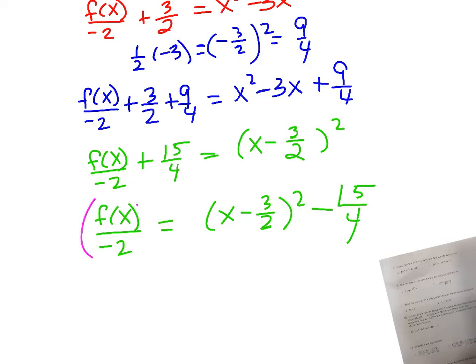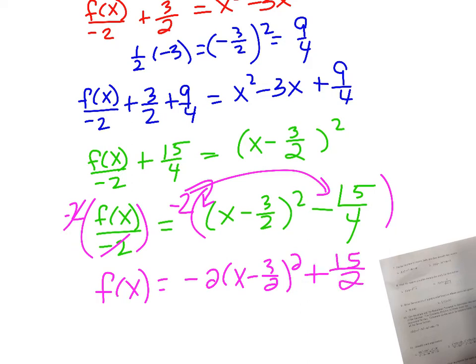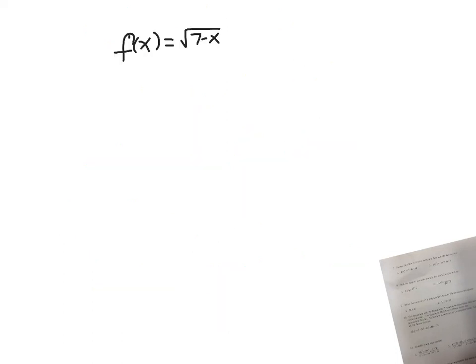Now we have to get rid of the negative 2, so multiply both sides by negative 2. So I get f of x equals negative, so remember this goes in the front here, 2 times (x minus 3/2) squared, multiply there, plus 15/2. So my vertex is going to be (3/2, 15/2). All right, so let's take a look at 8.